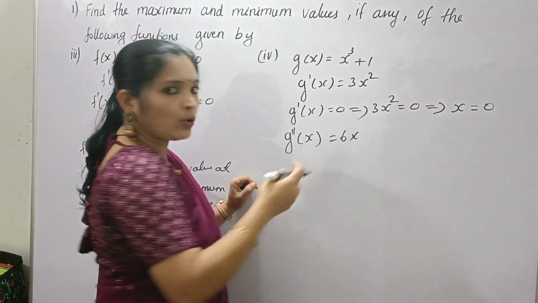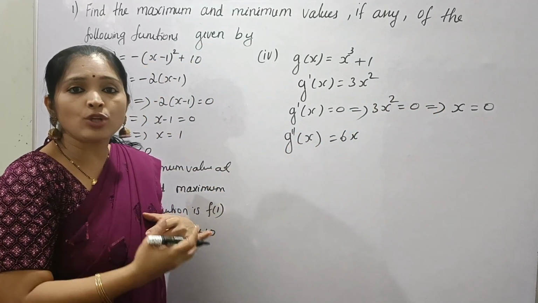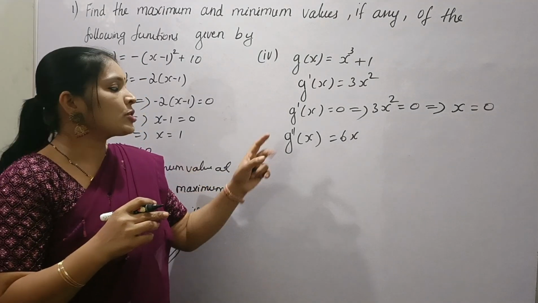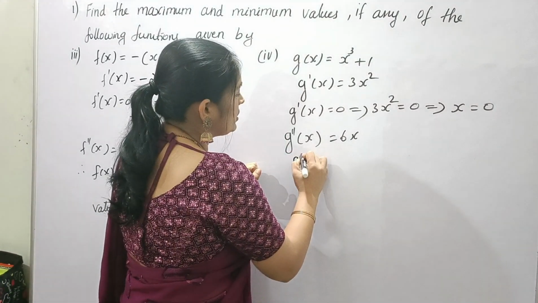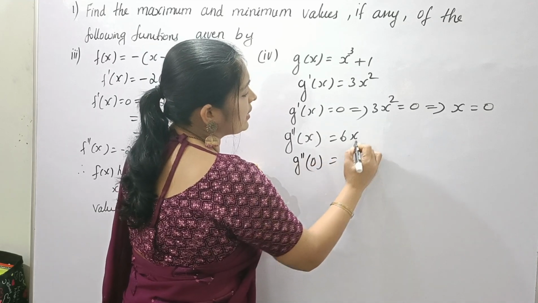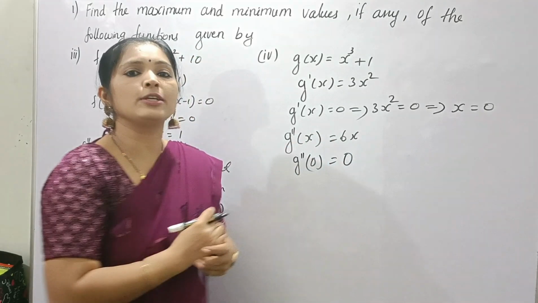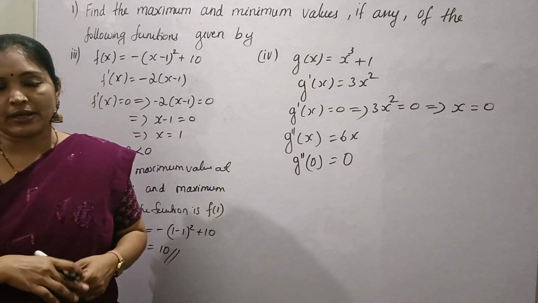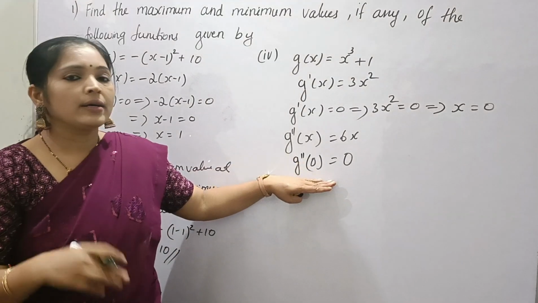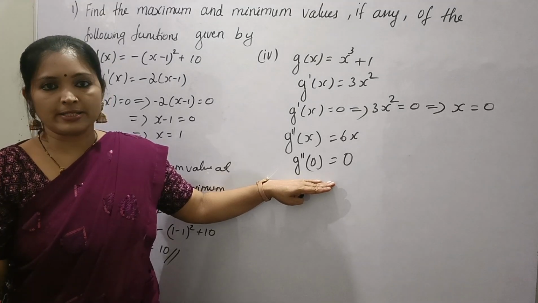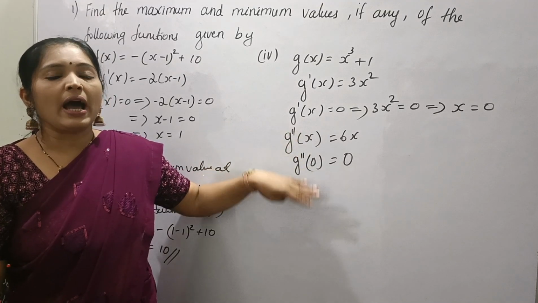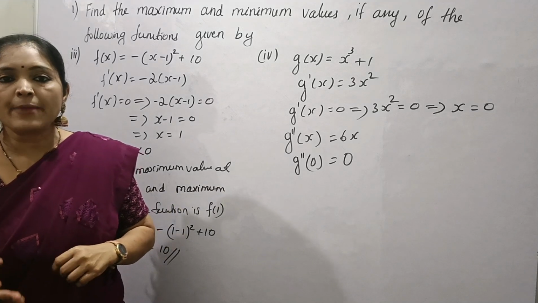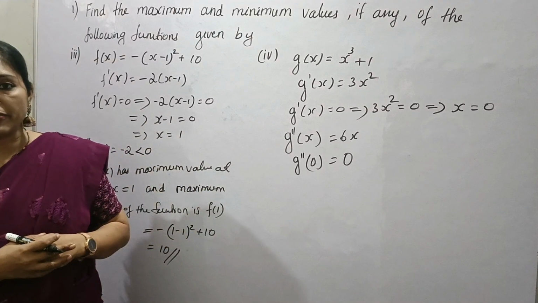So next we have to find g double dash of 0, right? That is f double dash of c. c is a critical point, right? So here g double dash of 0 is nothing but 6 into 0, that is 0. It is neither greater than 0 nor less than 0, right? So here the second derivative test fails. Okay, so next we will apply the first derivative test. If the second derivative test fails, next go to the first derivative test.